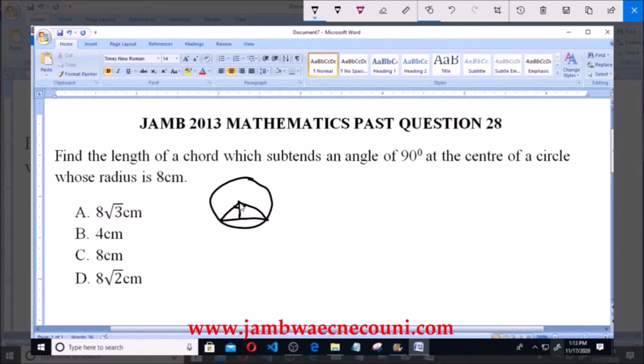But now let's divide this angle into two from this line, moving straight from the center of the circle to join the chord. So we have 45 degrees here and 45 degrees here. Now the length of this chord is from here to here. So let's call half of it x and half of it x. Now this is the radius of the circle, and we're told that the radius is 8 cm.